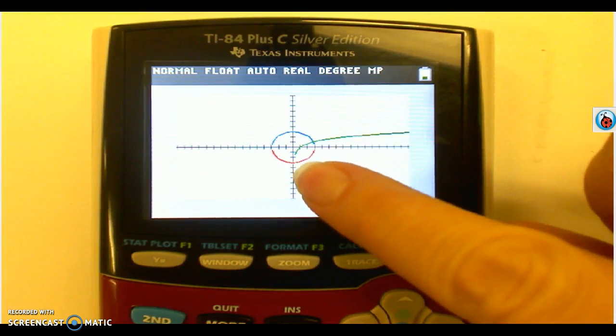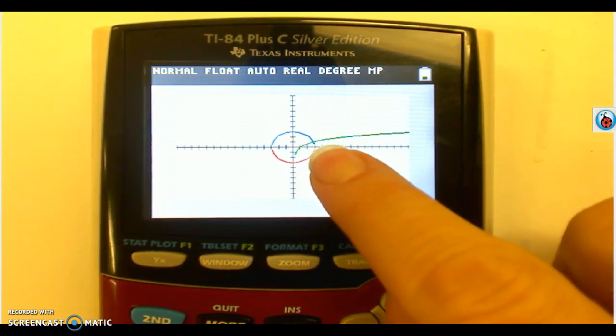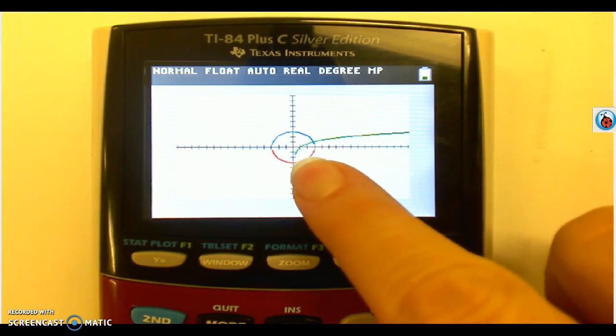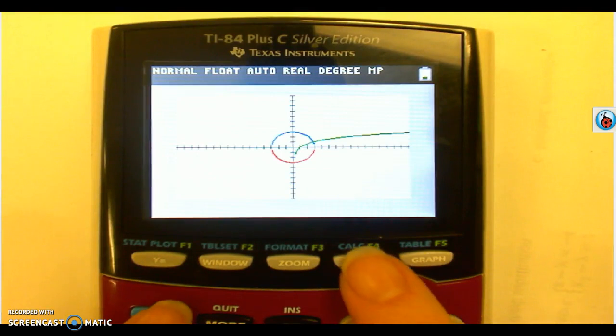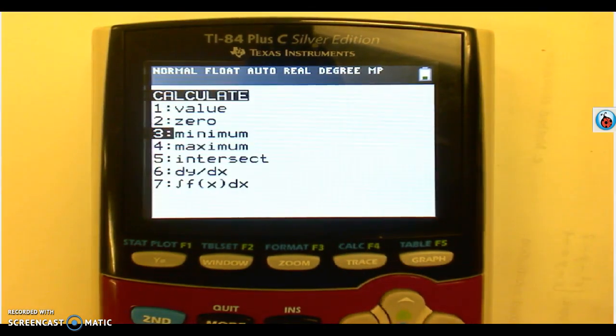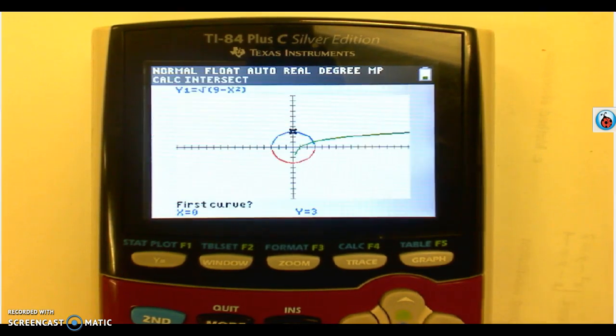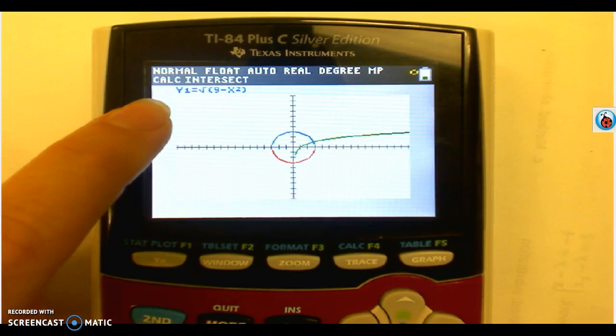I know it's going to hit that red part somewhere. So I'm just going to find, it looks like we have one intersection on the blue part of the circle, and one intersection on the red part that doesn't really show up. So again, the steps are second calc, intersect, and then it looks like I'm on the blue first curve, so I'll push enter.